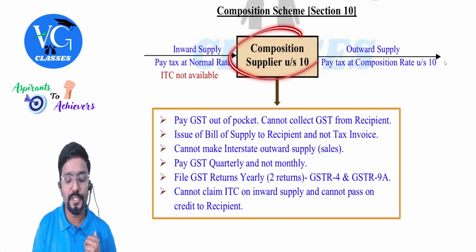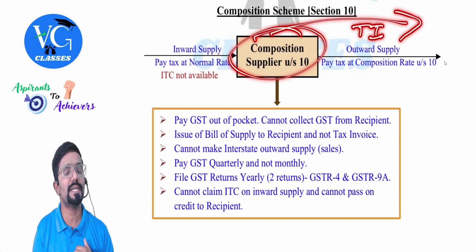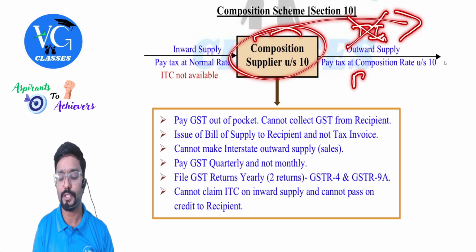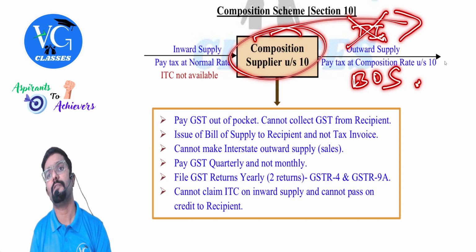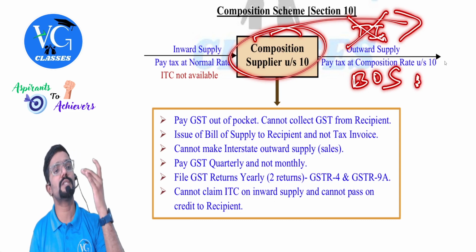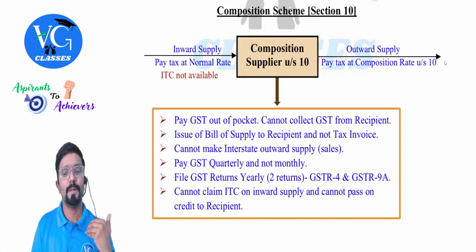So, what document should a composition supplier issue? Can he issue a tax invoice to the customer? No, as he cannot collect the tax from the customer, he cannot issue a tax invoice. Then he has to issue a separate document called bill of supply, where only goods information or service information will be given. No tax. Okay.